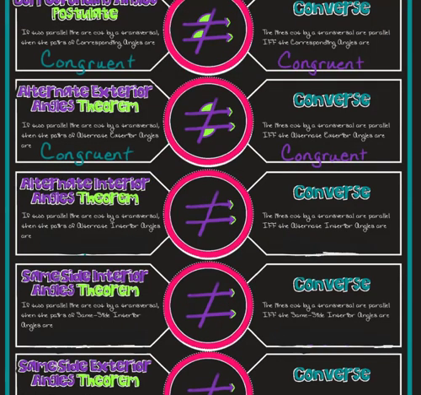Alternate interior angles theorem. If two parallel lines are cut by a transversal, then the pairs of alternate interior angles are congruent. The lines cut by a transversal are parallel if and only if the alternate interior angles are congruent. And here's an example of alternate interior angles.